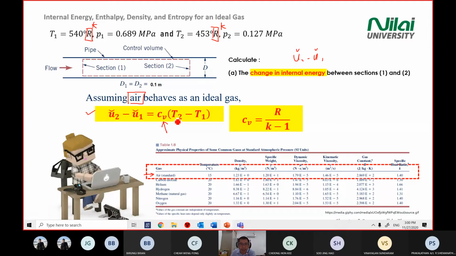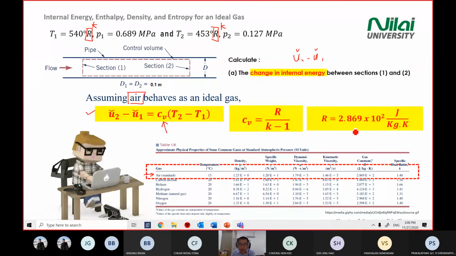Okay, good. Then you have all these values. We continue with the question solving. You substitute all the values, and then the R value you should have is 2.869. Yes, correct. Any question?